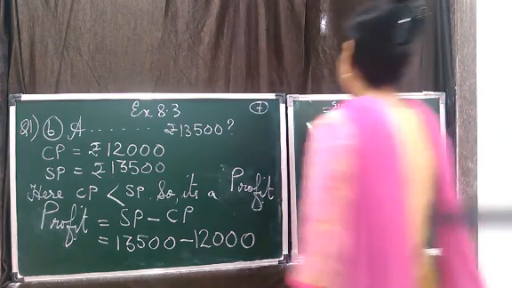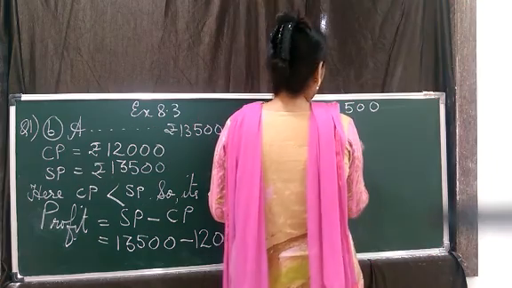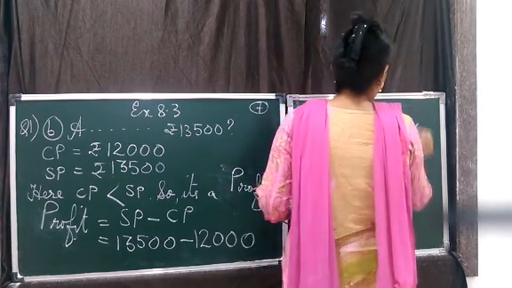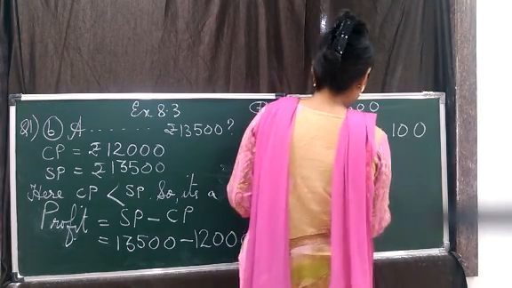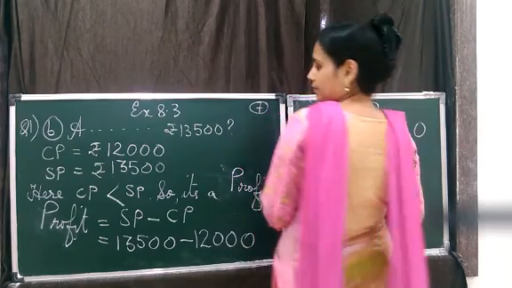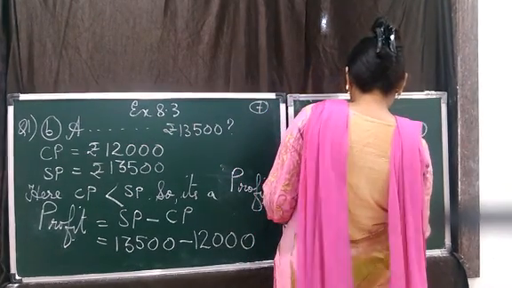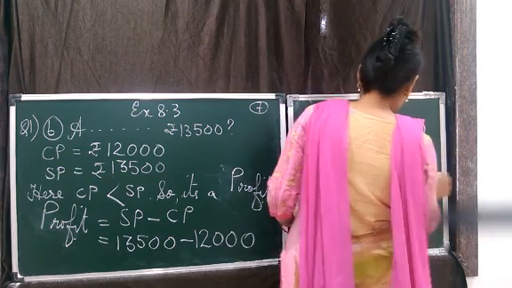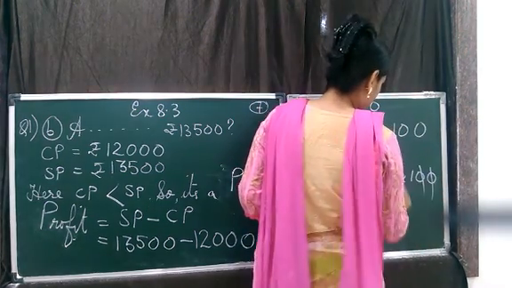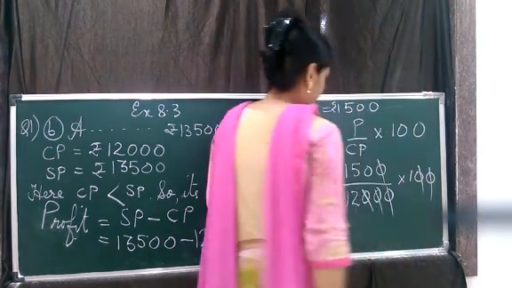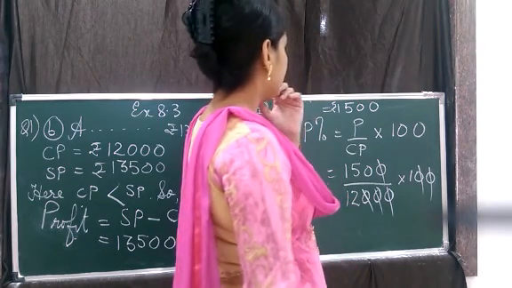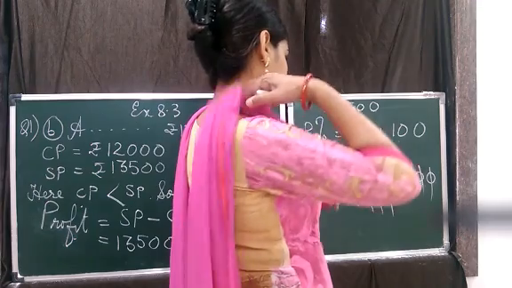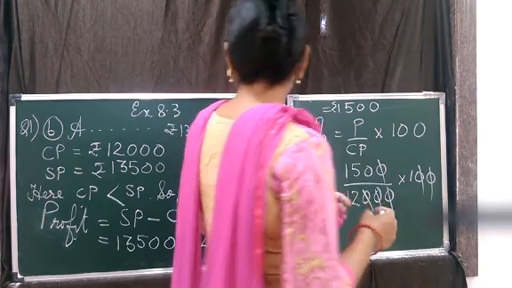Now, we have to find the profit percent. So, what should be the profit percent? Profit percent is profit upon CP into 100. So, what is the profit? 1,500 upon CP. How much is the CP? 12,000 into 100. So, we just cancel the zeros. Then, we have to divide 150 by 12.